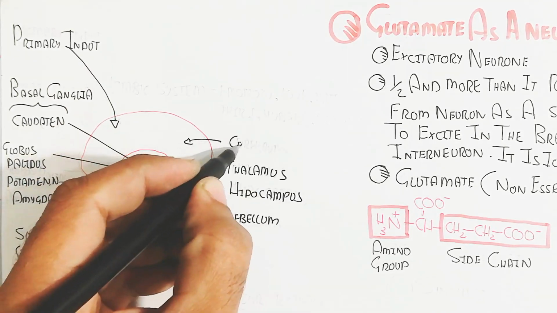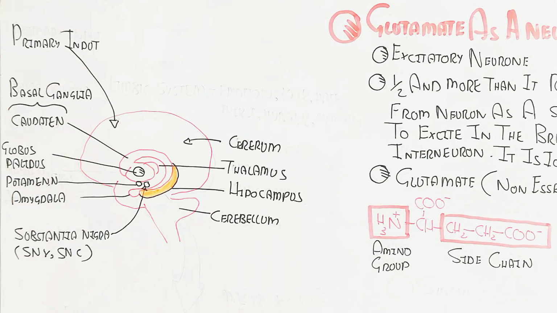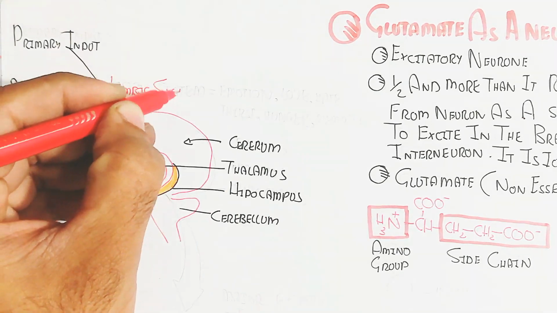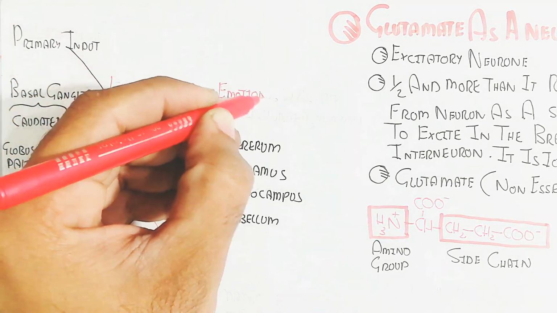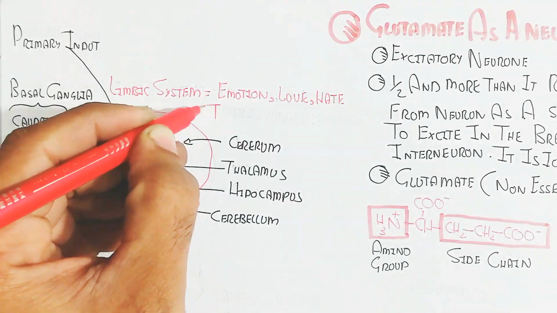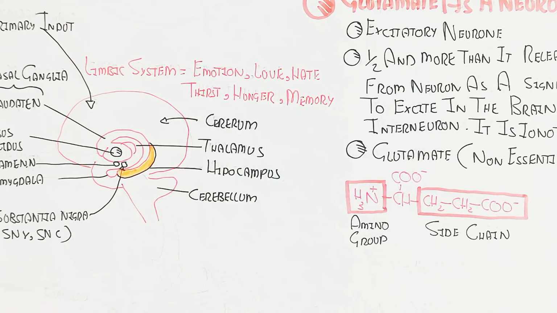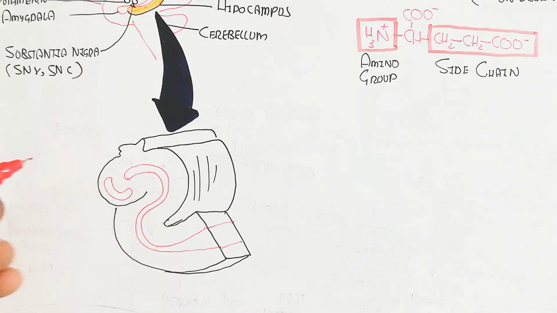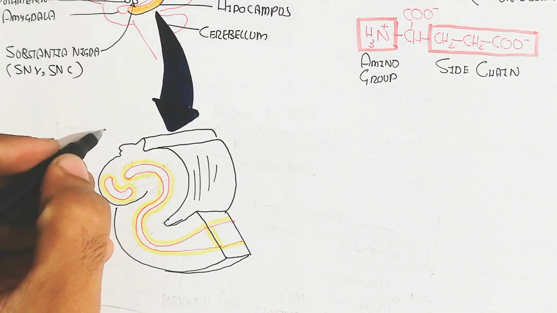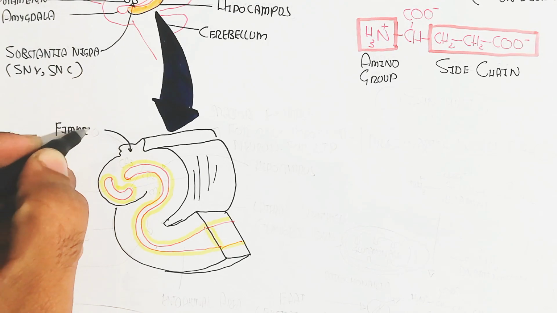So the thalamus and hippocampus are here, and this is the cerebellum. The thalamus and hippocampus are part of the limbic system. The limbic system is used for emotion, love, hate, thirst and hunger as well as memory. The cerebrum is the primary processor for integration and learning.